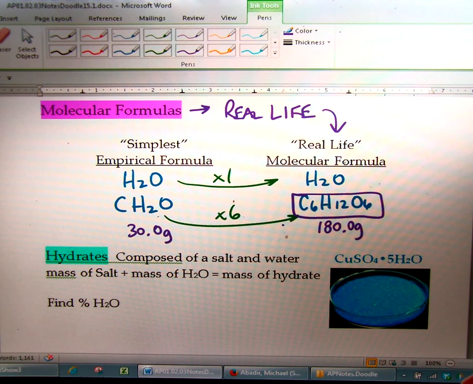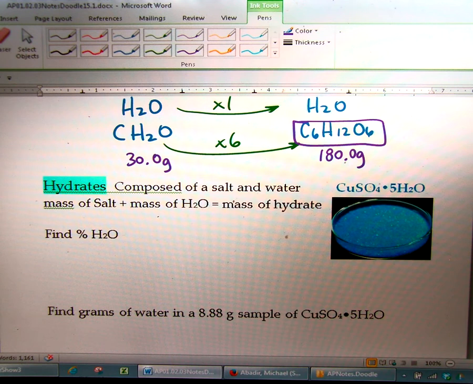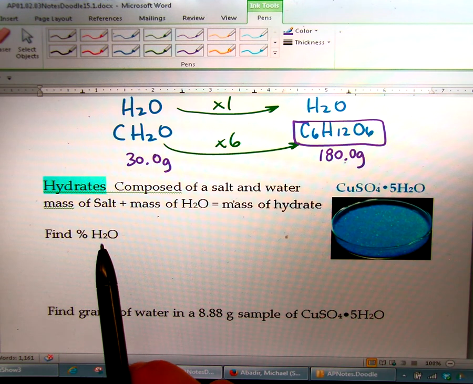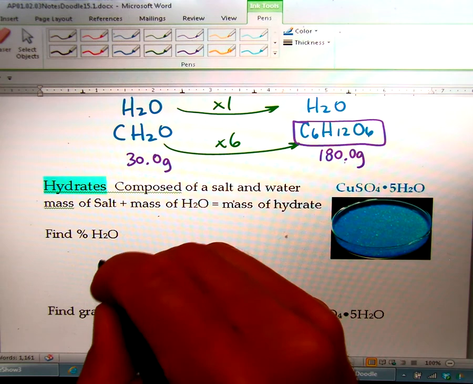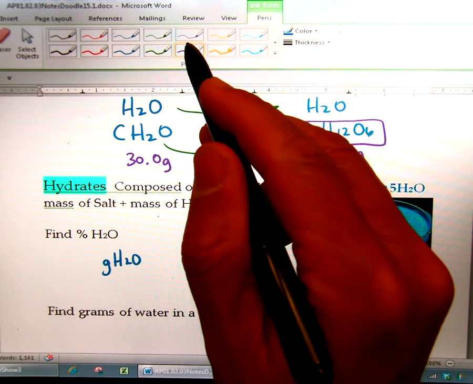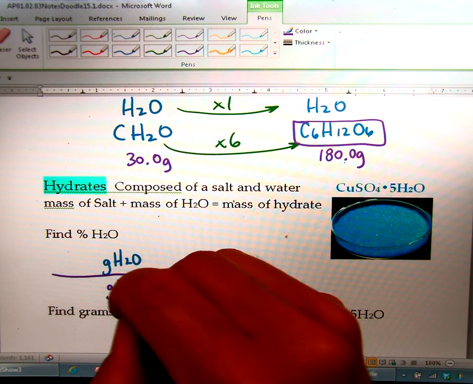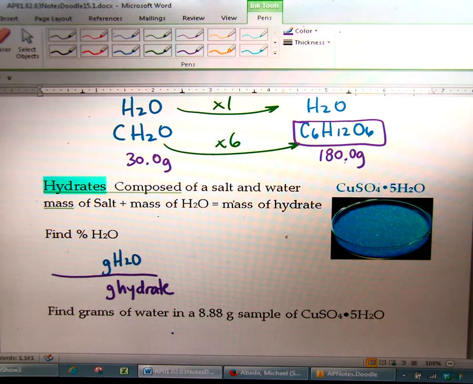Hydrates are compounds that have both salt and water that are chemically combined and attached together. Classic example that you might remember is cupric sulfate pentahydrate. So if you were asked to find the percent of water in a hydrate, you would need to know the part over the whole. The part is the water, and the whole is the hydrate. This will also help you in trying to determine the procedure for the lab, that you have to find the percentage of water in a hydrate and the empirical formula.